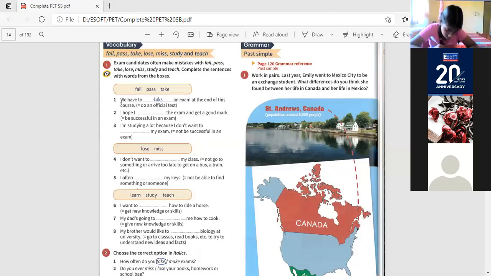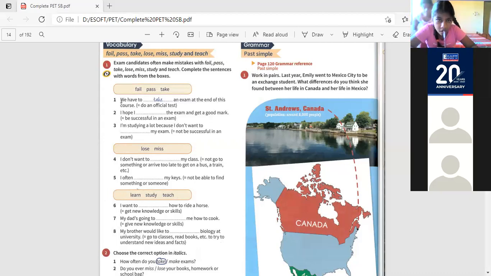Teacher, what is the book? Vocabulary, Amit. Teacher, what do you have to write? Could you say that again? Take out your vocabulary books. Write the topic here. Can you see vocabulary? Fail, pass, take, lose, miss, study, like that. Make one sentence each with every word. You put fail and make a sentence. Pass, sentence, like that. I want to check if you all have understood the meanings.